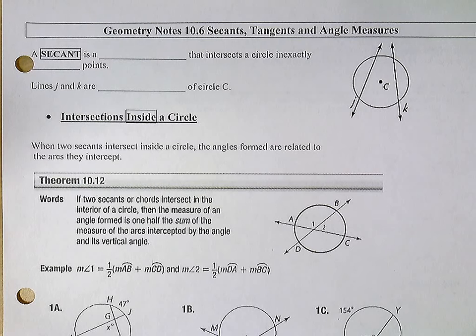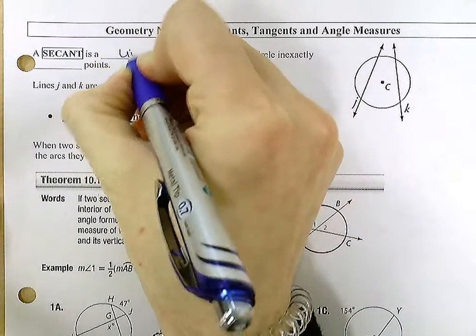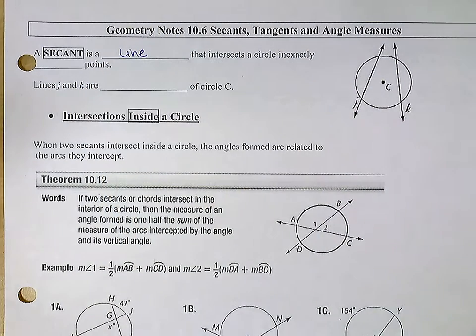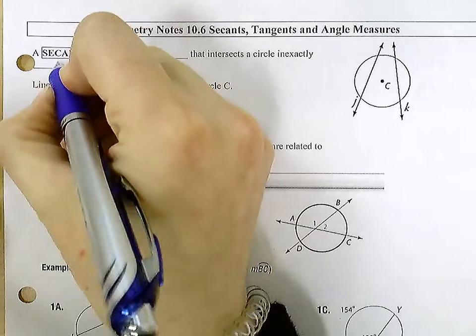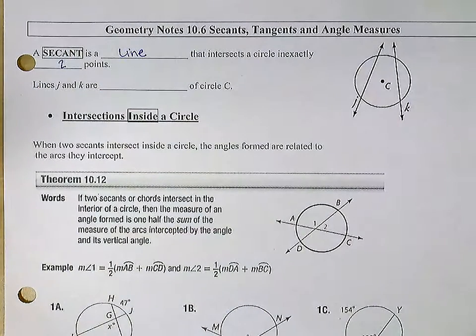So first off, I do want to go over what a secant is. So a secant is a line that intersects a circle in exactly 2 points. So yesterday we went over what a tangent was. A tangent was a line that intersects your circle in 1 point. A secant intersects your circle in 2. That means it has to go through the circle.